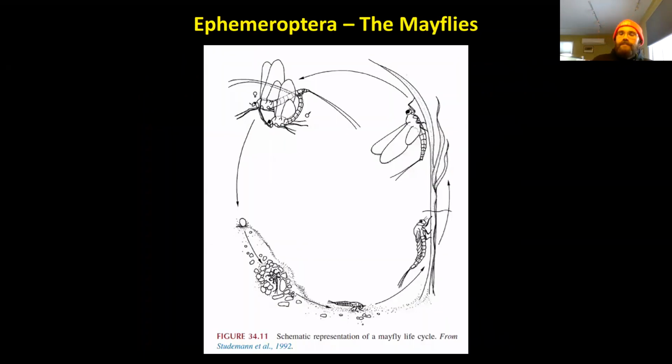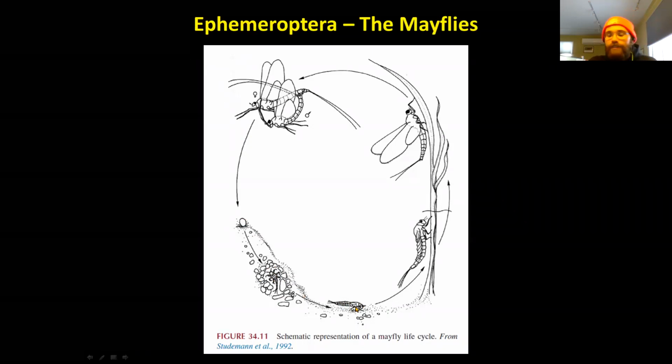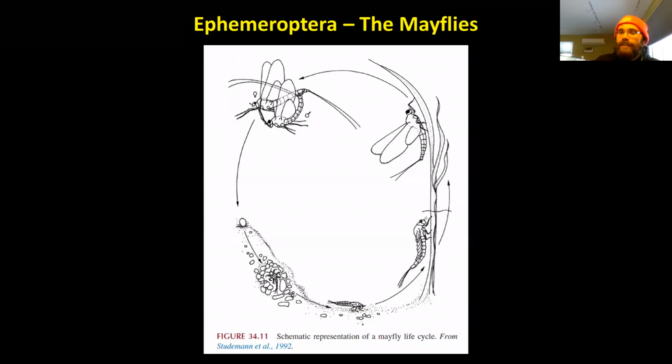So here's just the general life cycle of a mayfly. Starting out as an egg, they'll hatch and they'll be really, really small, and they'll live down in the substrate at the bottom of the stream. They'll be digging further in. And once they're big enough, they come up to the surface, and they'll be continuing to grow, feeding on usually algae and periphyton and other things like that, like rotting leaves.